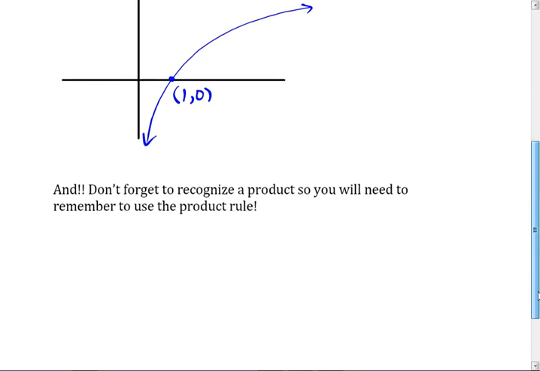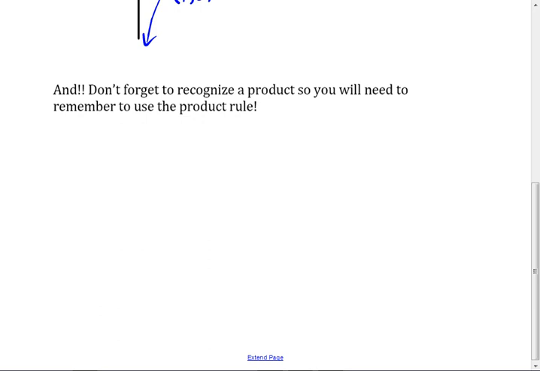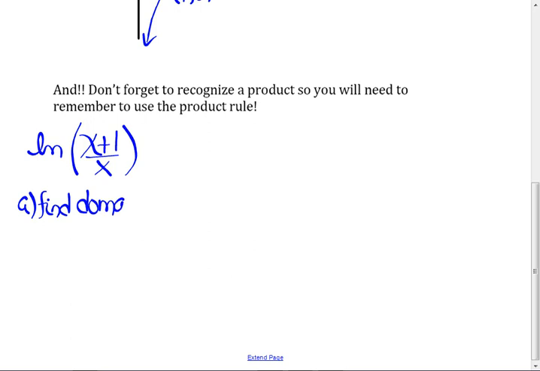Okay, so let's do a little problem. I don't remember what year this was, but it was something like this. The natural log of x plus 1 over x. The first question is, find the domain. Well, that's not that hard. Well, be careful. The domain says that whatever's in here must be what? Must be greater than 0. Well, you get your point from making that statement. X plus 1 over x is greater than 0.